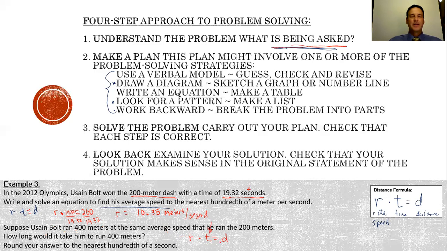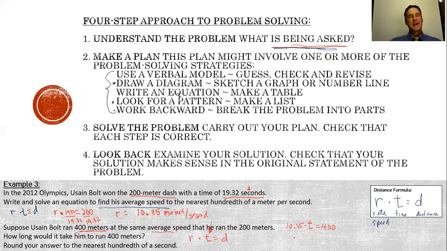Okay. Now, what other items do they give us? Well, they do give us a new distance. It's a 400-meter race, so I'm going to write that in for the distance. I need to know the time. And it says that the rate or the speed is the same as it was in the previous problem. So I'm going to write that over here as 10.35.